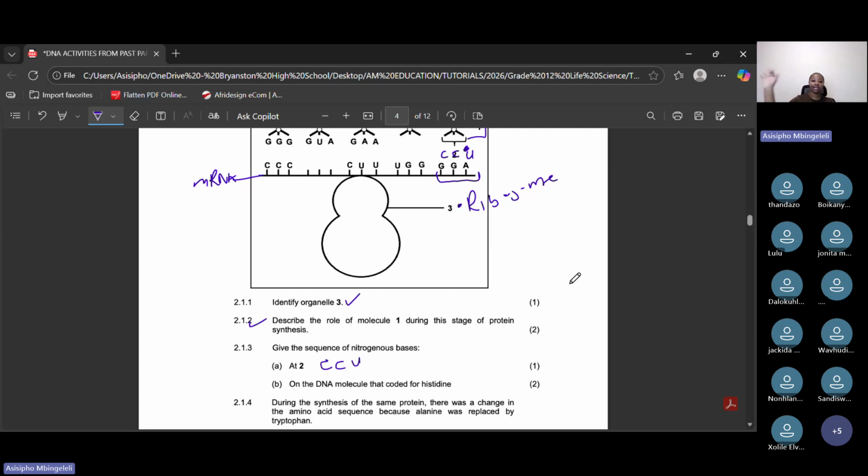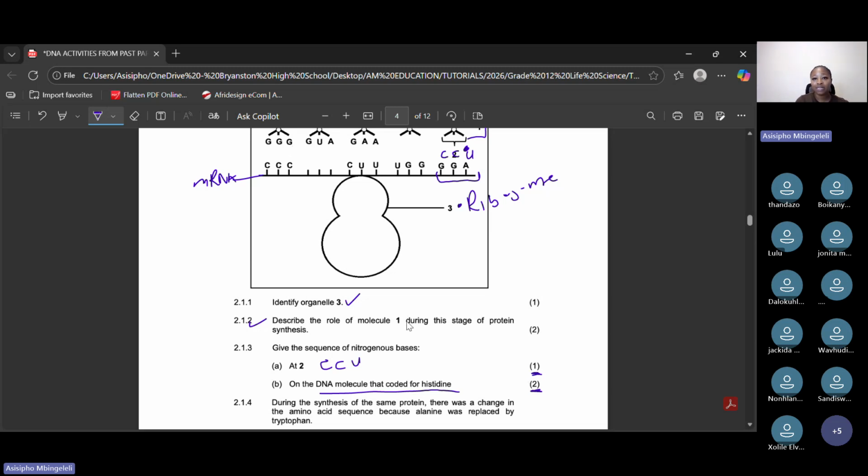Like I said, stop me any second and ask a question if there's something that is unclear. Then also give us the sequence of nitrogenous bases on the DNA molecule that coded for histidine. They want you to work, because look at the mark allocation here. It's 2 marks. Look at the mark allocation for 213A. It was 1 mark. So this one was easy.